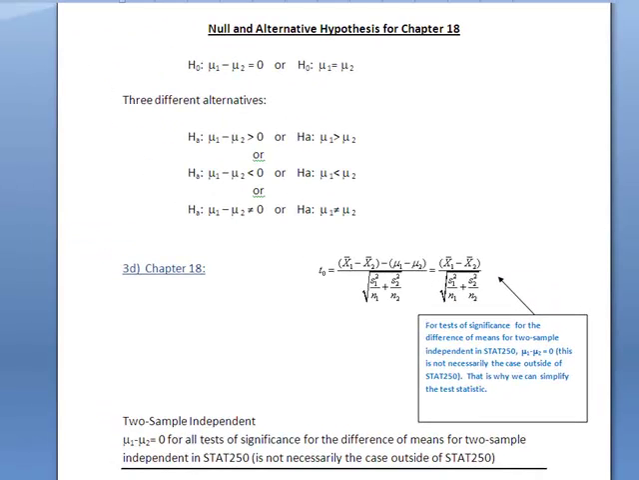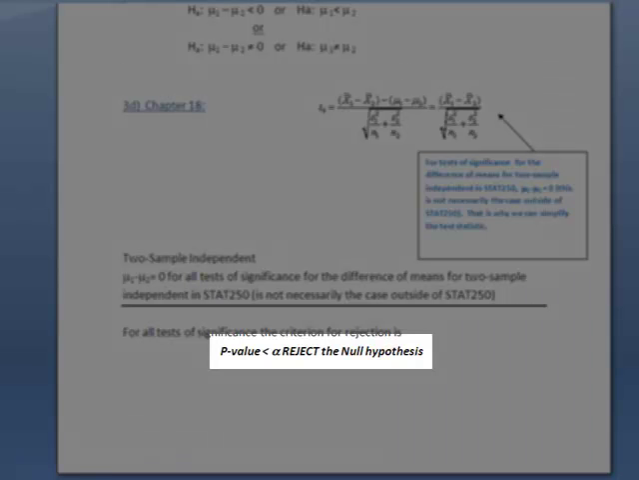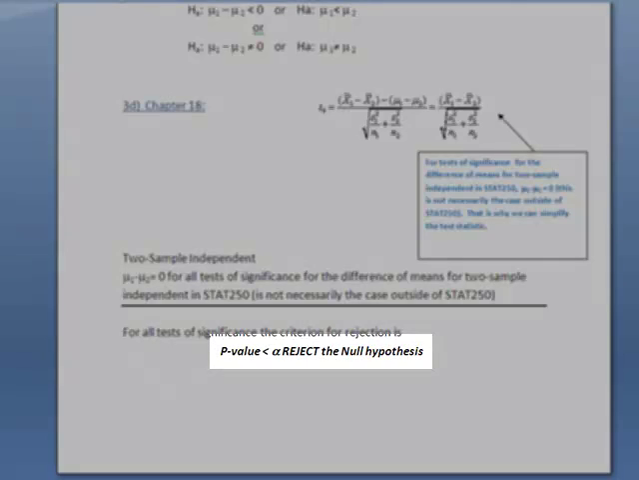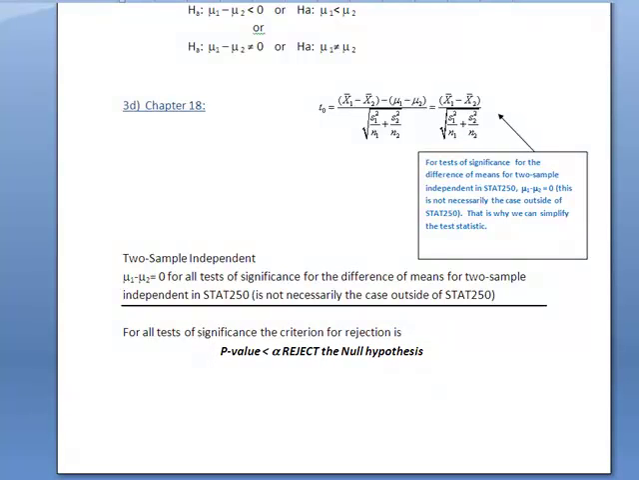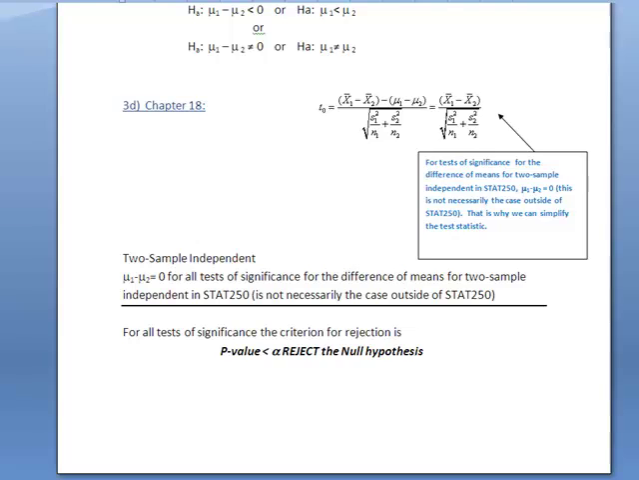And we have to remember, for all of our hypothesis tests, what's the criteria for rejection? For any hypothesis test that we do, if the p-value we get is less than alpha, we're going to reject the null hypothesis. And remember what the p-value is. It's where we take our test statistic and determine the probability that we could take another sample of that same size and be further out in the tails than where that statistic lies. Our p-value is the probability of a type 1 error based on our sample.